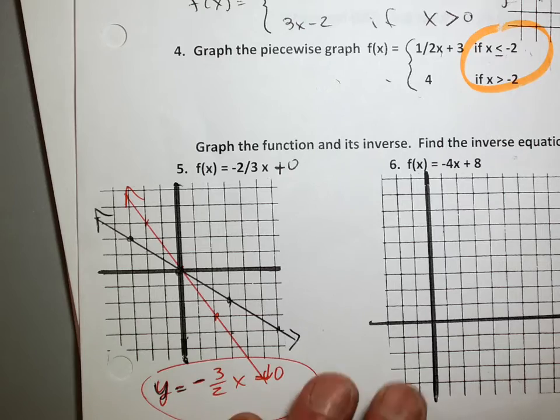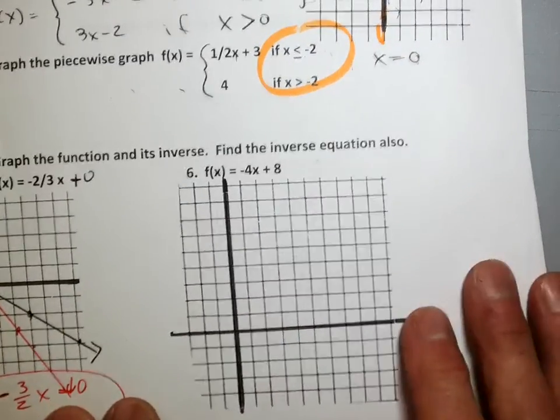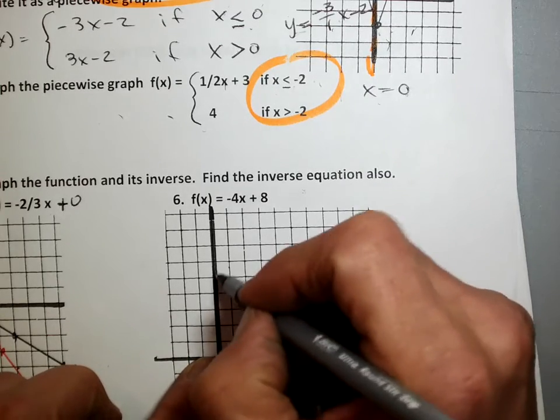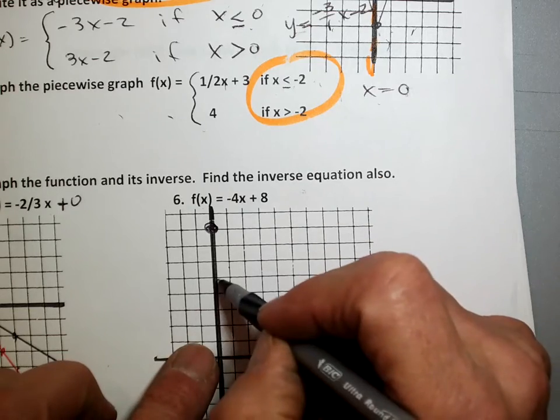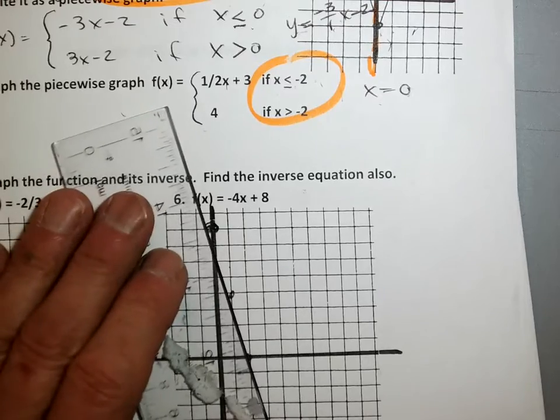Okay, 6. Coco, I'm going to take your advice on number 6, and you're going to see why. So number 6, I'm going to start at 8. 1, 2, 3, 4, 5, 6, 7, 8. Y-intercept of 8, right? I'm going to go down 4 over 1, down 4 over 1. Okay.